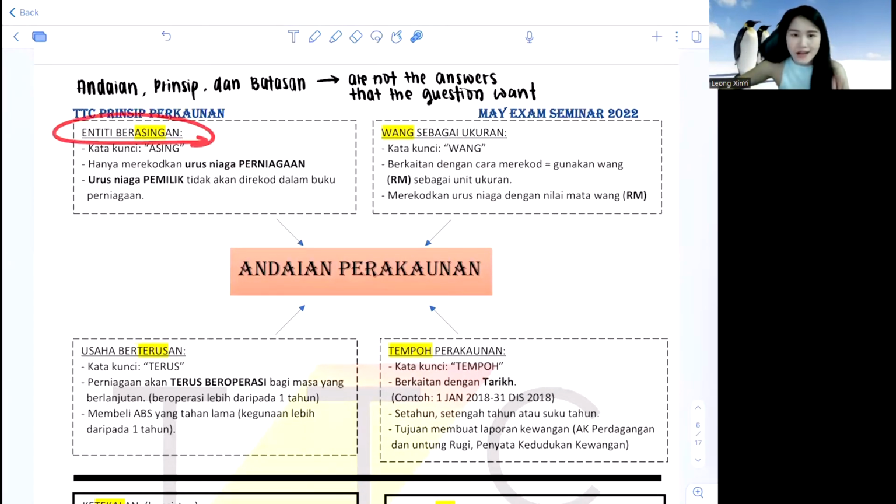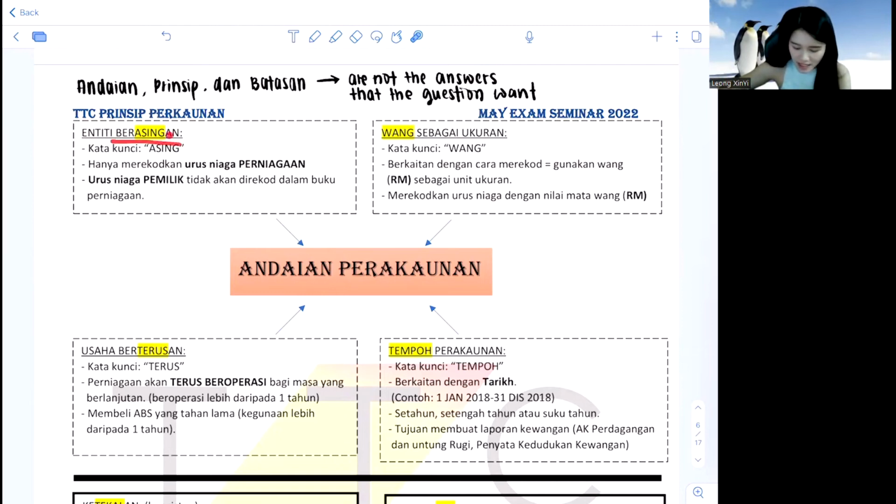So the first one is called entiti berasingan. Entity means different people or different items. Example, me and my mom. We both are not the same person. We have different names, and I am my own entity. She is her own entity. So that is the meaning of entity.